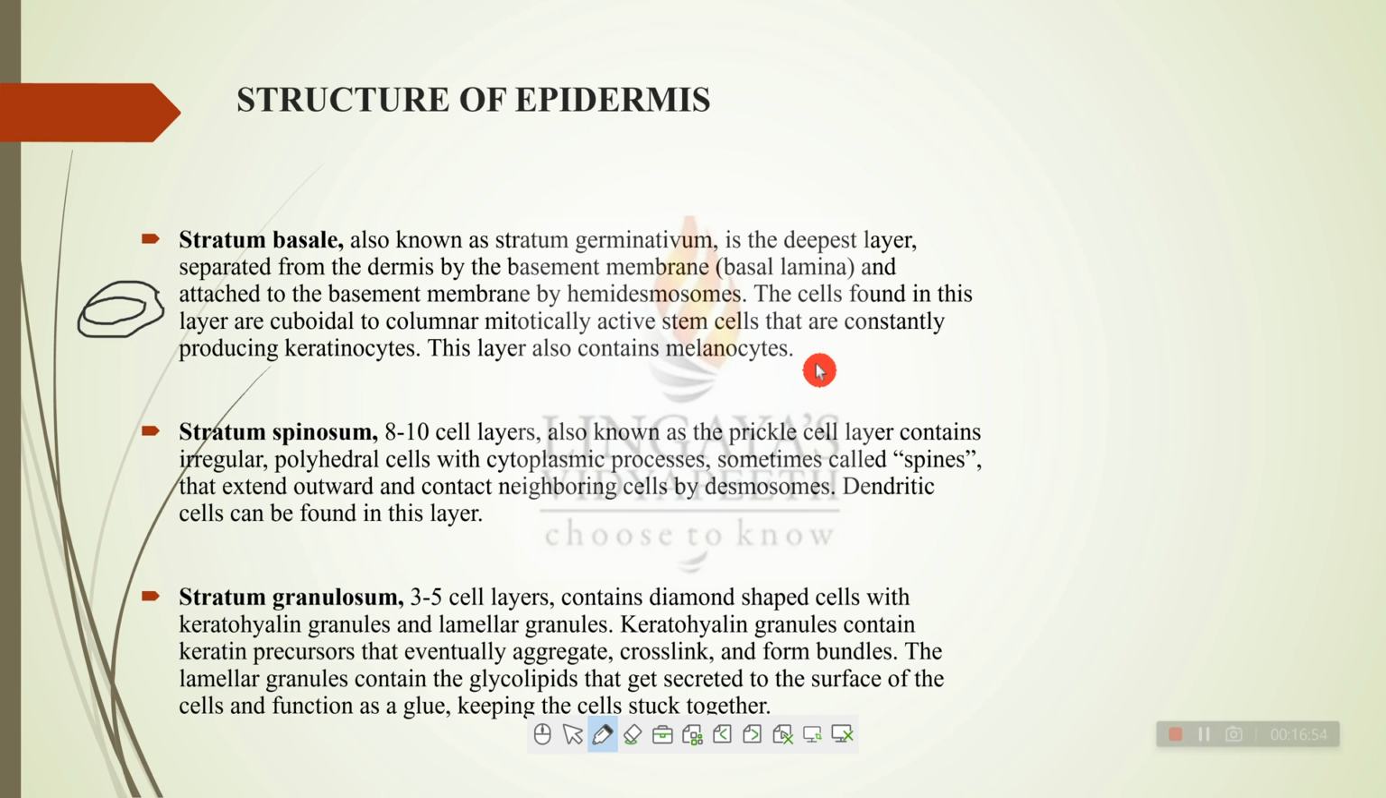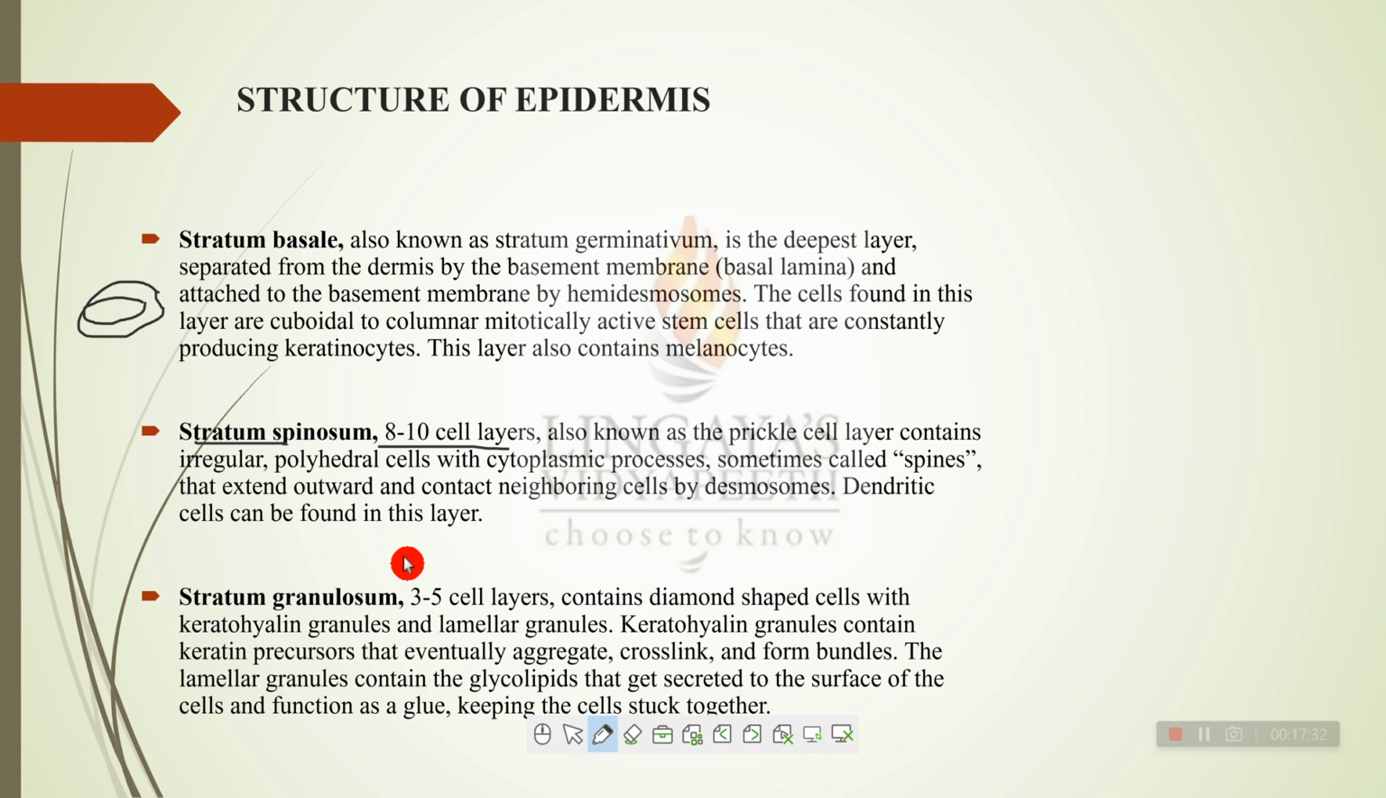Alright. Now talking about the stratum spinosum. Stratum spinosum consists of 8 to 10 cell layers. It is a layer of epidermis which is found between the stratum granulosum and stratum basale. It is composed of polyhedral keratinocytes which are joined together by desmosomes. These are sometimes also called spines because they extend outward and contact neighboring cells. Dendritic cells can be found in these layers.